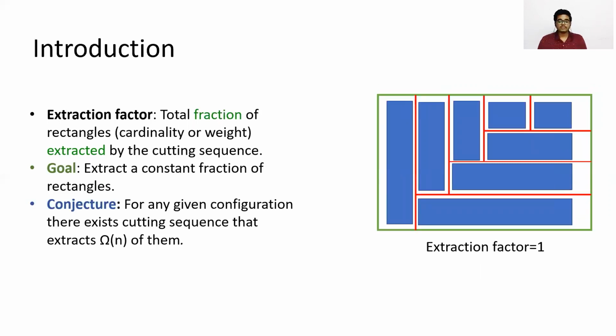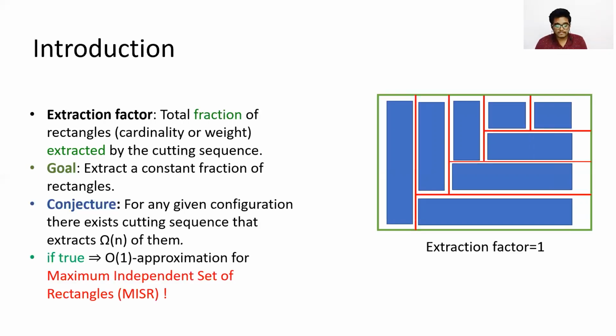Right, so okay, what is the point? The goal is to extract a constant fraction of rectangles. Given n rectangles, we want to extract a constant fraction of them. And the conjecture is that it is always possible to extract a constant fraction of them. So then why is this problem important? If this problem is true, we have a constant approximation for the maximum independent set of rectangles problem.